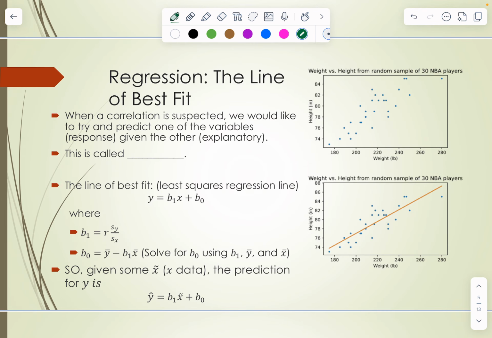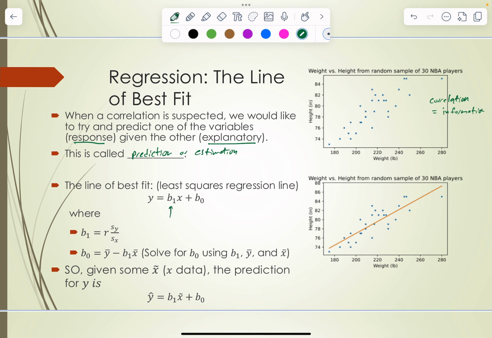You'll recall that before we were working with a scatter plot, and when a correlation is suspected, we would like to try and predict one of the variables, the response variable, given the predictor variable. Correlation means one variable gives information about the other. This is called prediction or estimation. We use what's called the line of best fit, which, as we'll see more of, is the least squares regression line. And it's the equation of a line.